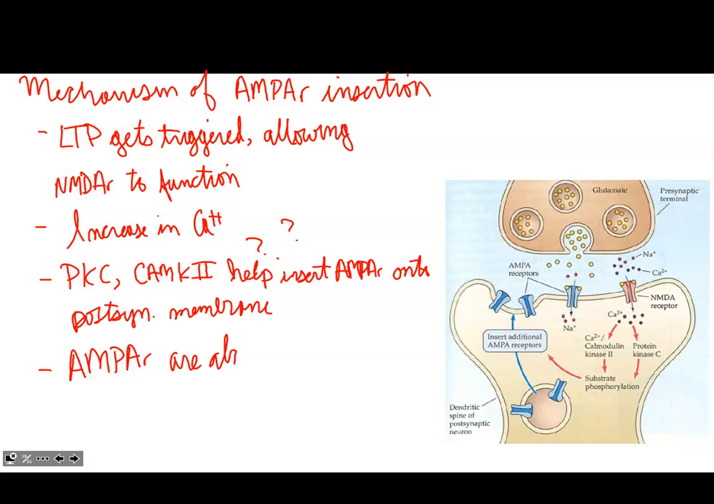So there's a pool of AMPA receptors that are already present. Okay, and somehow, right, because of the phosphorylation via these kinases, this pool of AMPA receptors gets inserted, and now you could imagine that the same glutamate that was here prior, right, before LTP, would activate these receptors and allow a stronger depolarization because more sodium would come in.